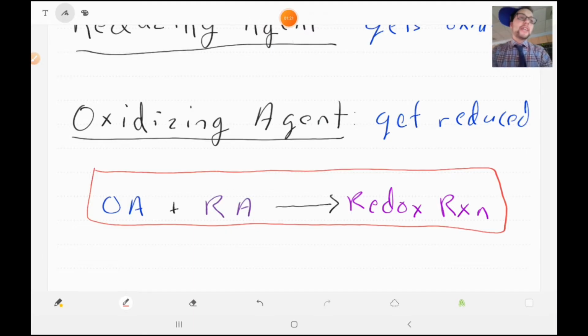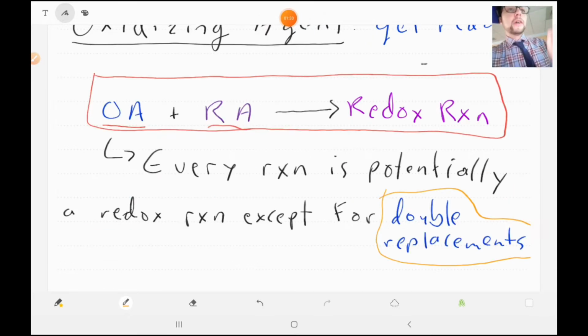And what we're really trying to say here is that when I have an oxidizing agent plus a reducing agent, what we get is a redox reaction. And here's one key thing to remember. Almost every single reaction, whether it's combustion, decomposition, formation, single replacement, etc., is potentially a redox reaction, meaning there's usually something that is losing electrons and something that's gaining electrons inside that reaction, except for double replacement reactions. So every reaction that you've dealt with could be a redox reaction, except for double replacement reactions, and we'll show you why.